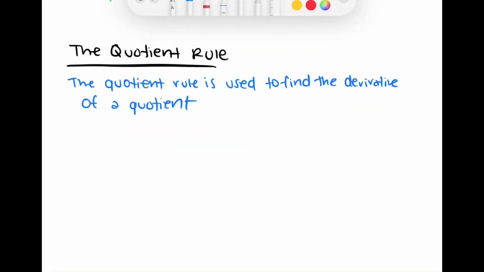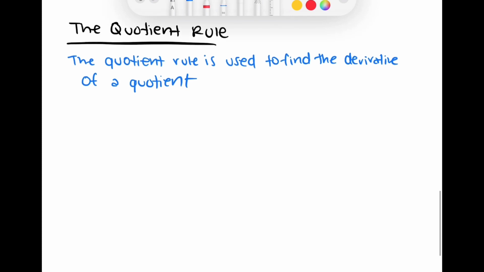Okay, so now we're introducing the quotient rule. The quotient rule is used to find the derivative of a quotient. So this rule is very similar to the product rule, except that there are some differences which we are going to see now. And the first thing I'm going to show you guys is the formulas for the quotient rule that we are going to be using.